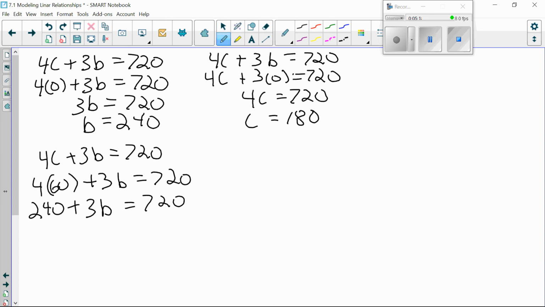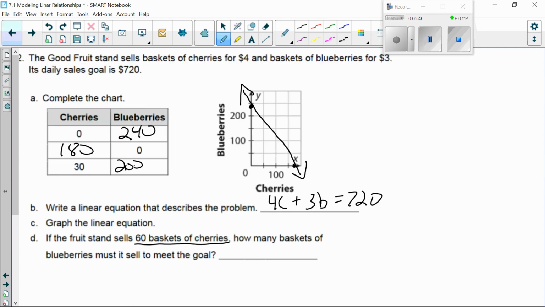Now I've got 240 plus 3b. Now I'm going to subtract the 240 on both sides. That's going to give me 480. Then divide by 3, and b is equal to 160. So when I've got 60 cherries, I need 160 blueberries in order to meet the goal.